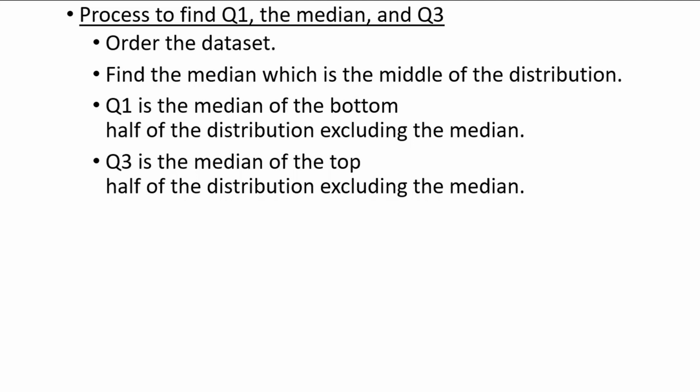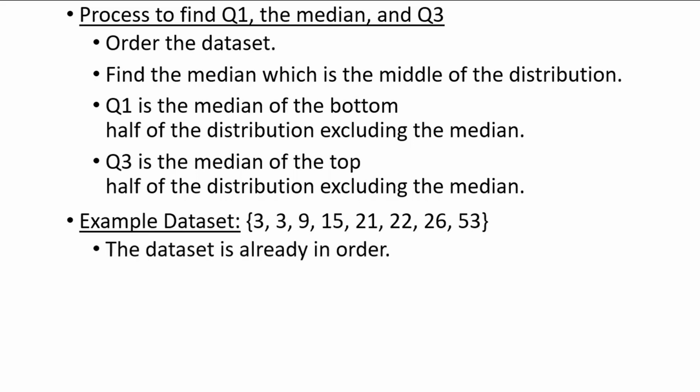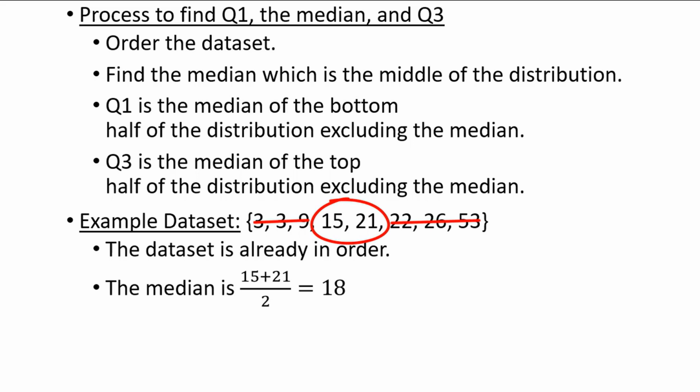Let's take a look at an example. Here we have a data set with 8 numbers, which are already in order. The median is based on the 2 middle values, which are 15 and 21. In this case, the median is the mean of the 2 middle values, which is 15 plus 21 divided by 2, which is equal to 18.